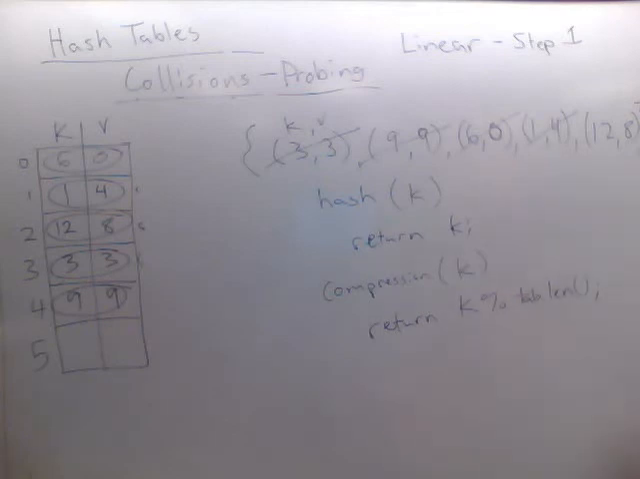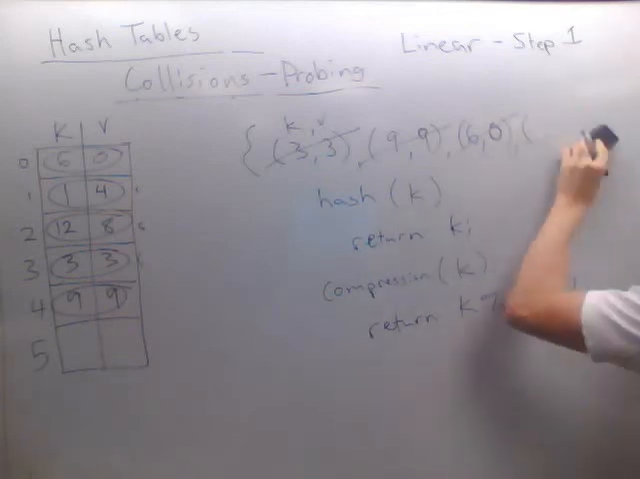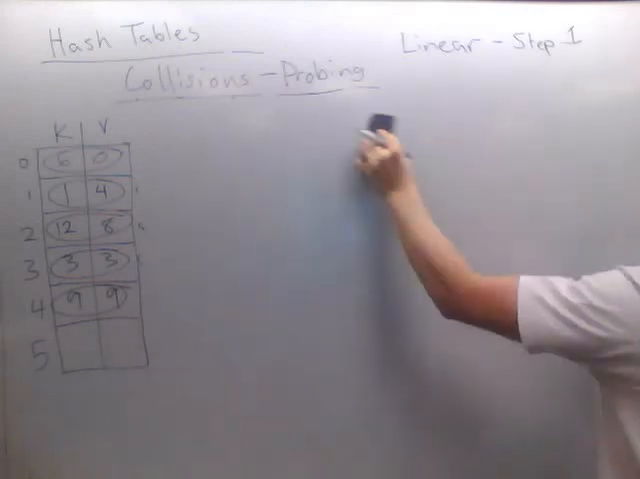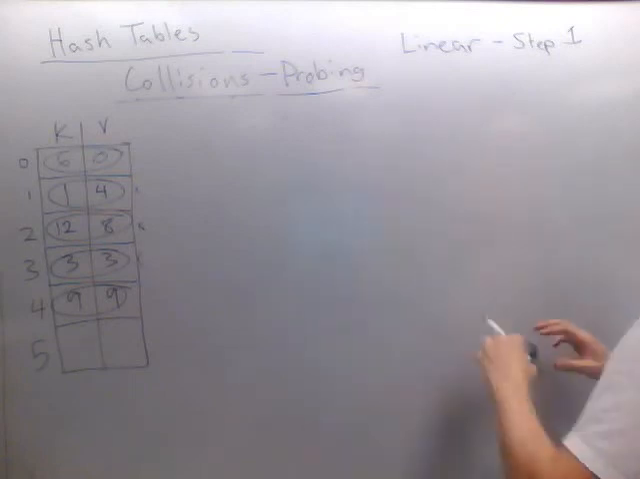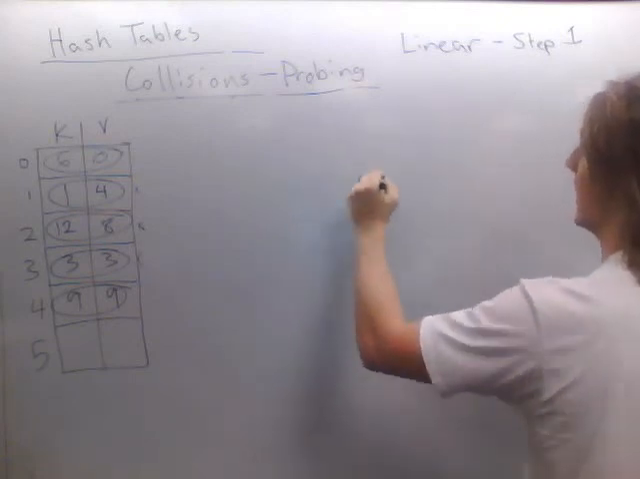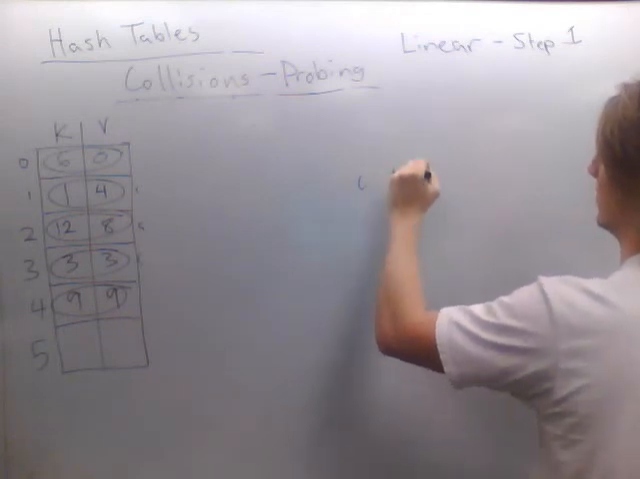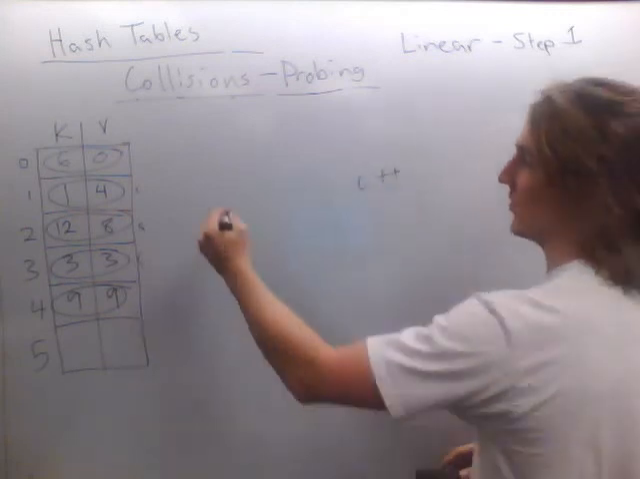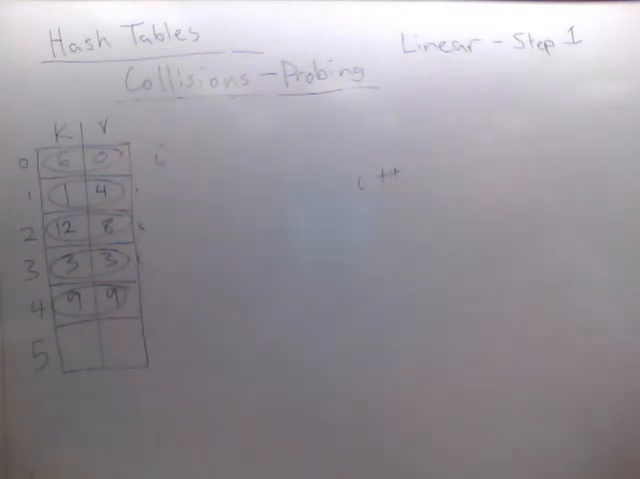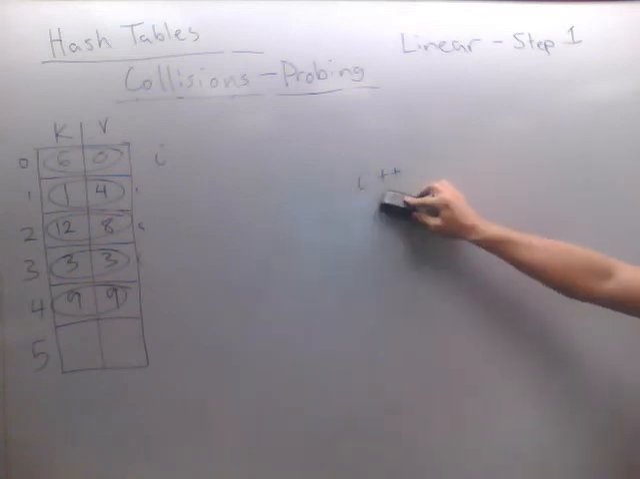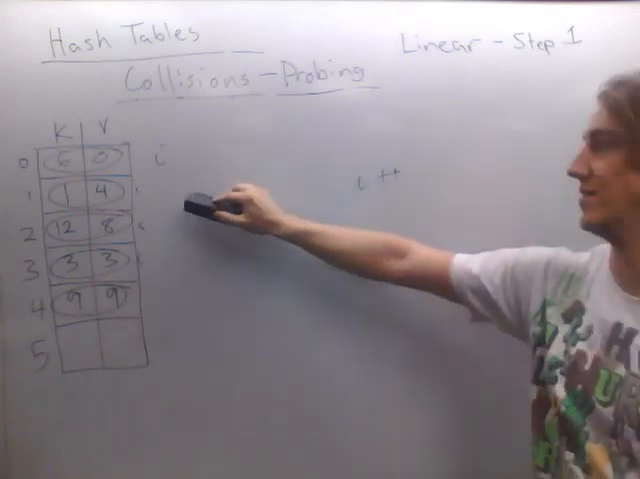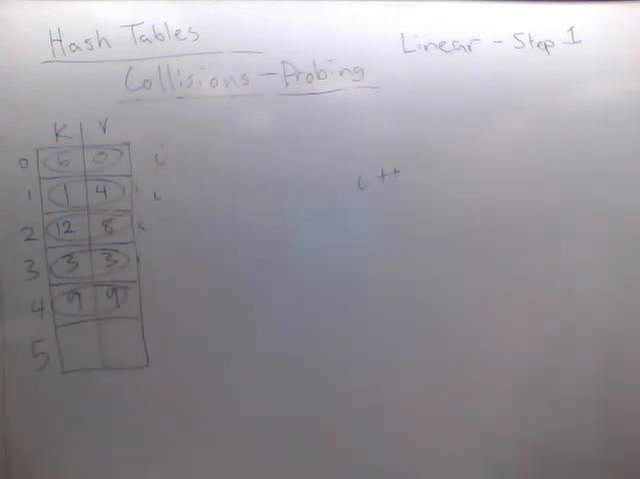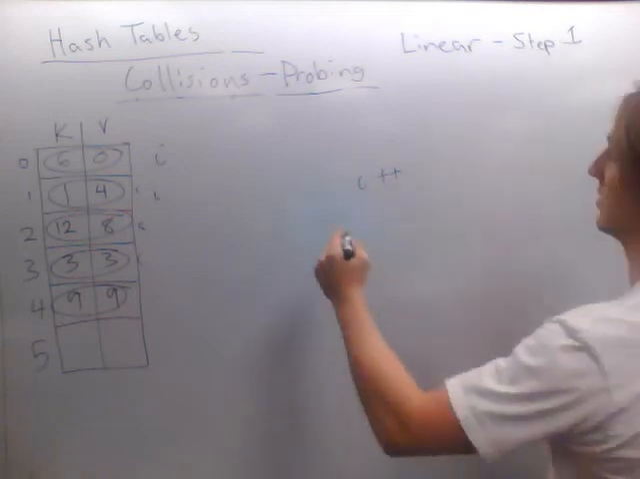So for linear probing, you take one step and check to see if that spot's open. For each iteration, you're going to say i plus plus. So if this is index i and we get a collision, there's already something there, plus plus, go to the next spot. And that's linear probing.